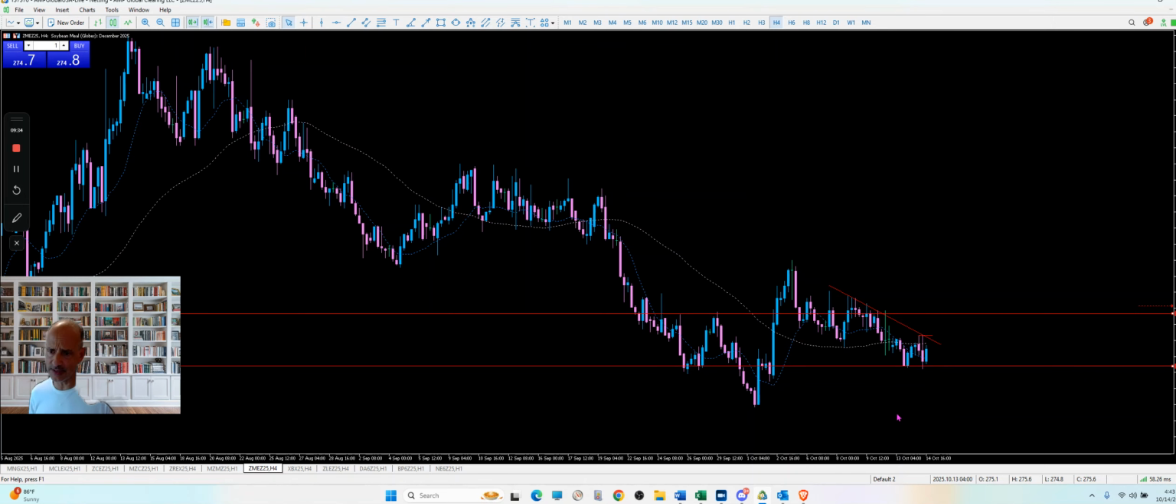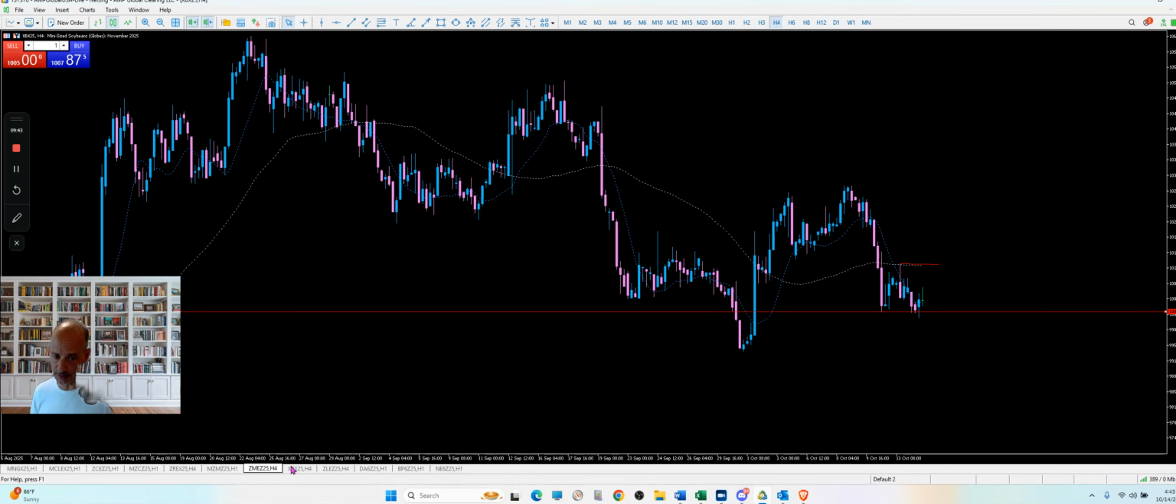All right, so let's see what happens. But if we can get a nice bullish break here of this downward slope, I'd feel comfortable from a seasonality standpoint to start looking at longs again.